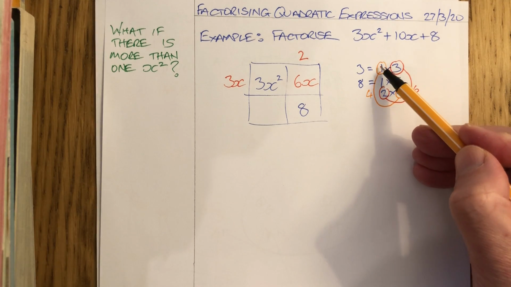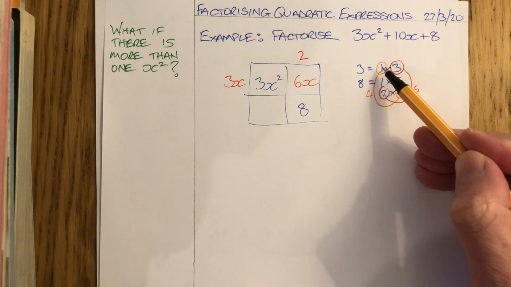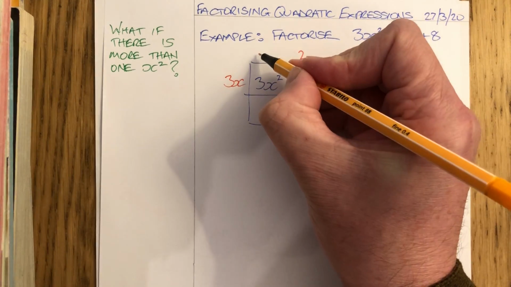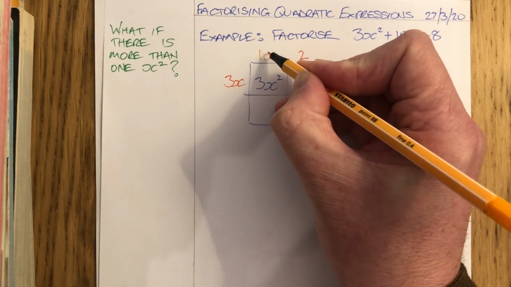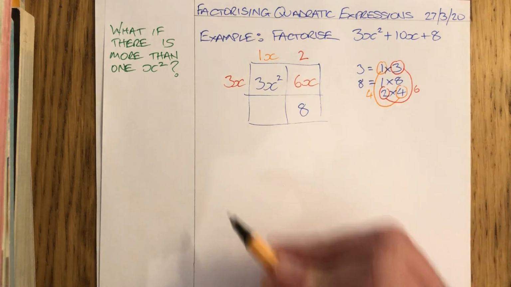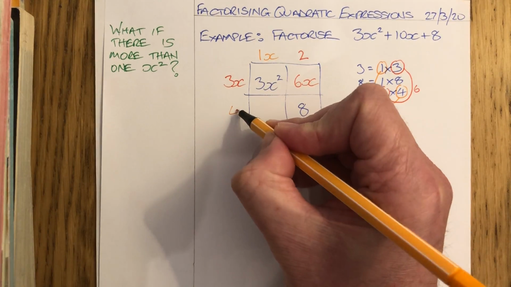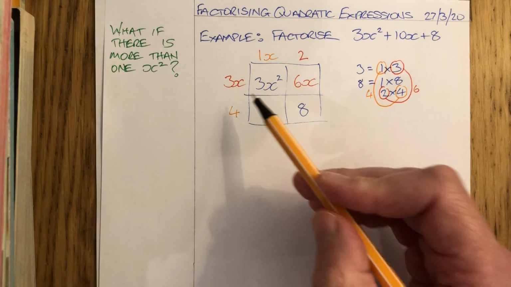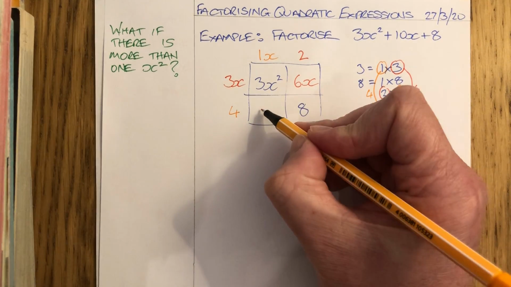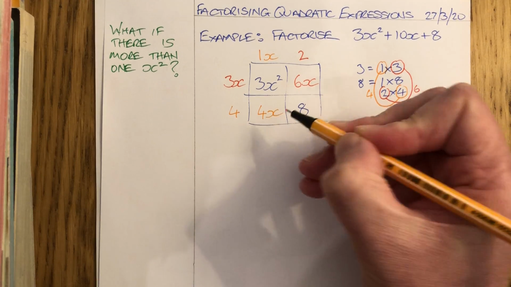This one is multiplied by this 4, so this is 1x. I'm going to put that there. So 1x times 3x makes 3x squared. And the 1 is multiplied by 4, so 4 has got to go there. And then 1 times 4 gives me 4x in there.